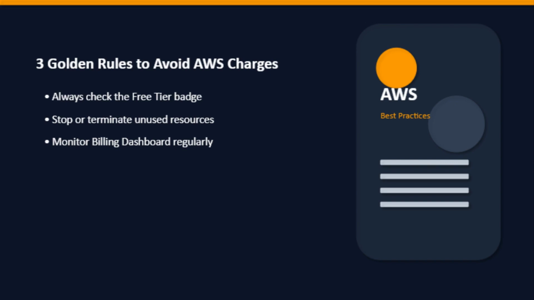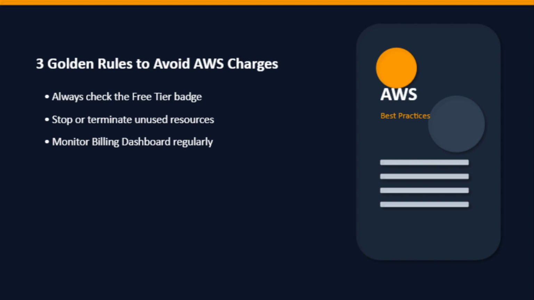Rule number 1, always look for the Free Tier eligible badge. Whenever you launch services in AWS, double check whether it falls under Free Tier. If you do not see Free Tier labeled, there's a good chance the service may cost money. Rule number 2, stop and terminate resources when you're not using them. For example, an EC2 instance that runs continuously for a long period could eventually exceed the Free Tier limit. So whenever you finish testing or practicing, make sure you clean up unused resources.